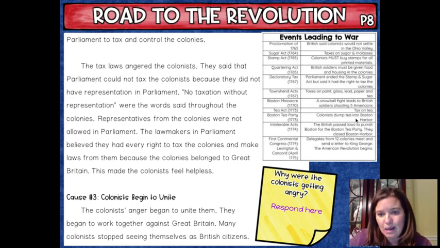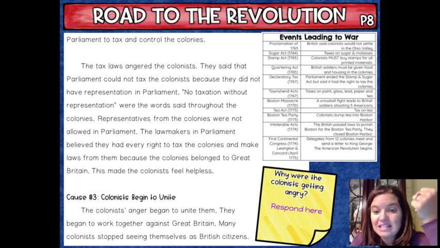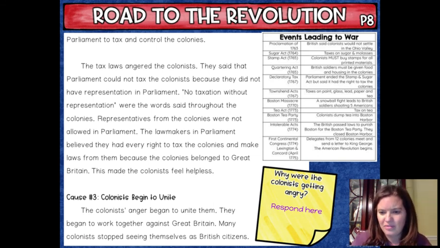So this is lasting a couple of years. They're just slowly getting more and more angry, and more things are happening. The Intolerable Acts are the king's response to the Boston Tea Party. I think I remember looking this up, it's the equivalent of about $1.3 million worth of tea today. That's how much tea they threw into the harbor.